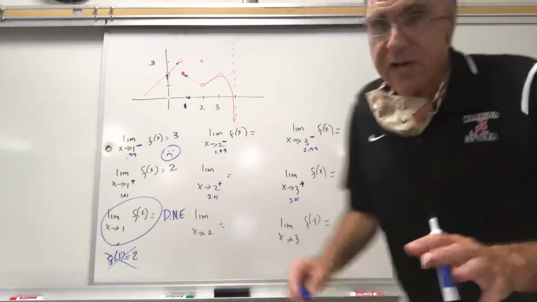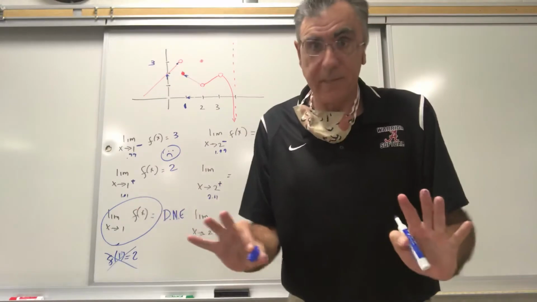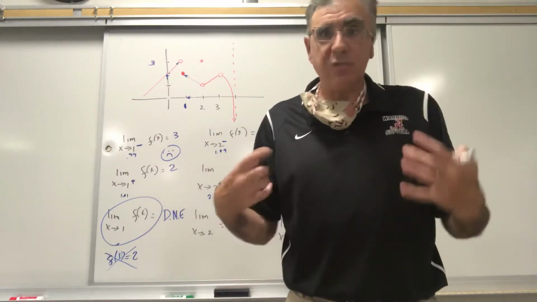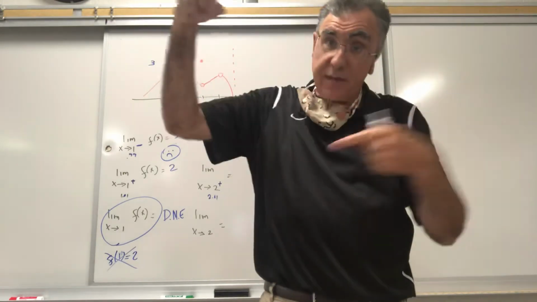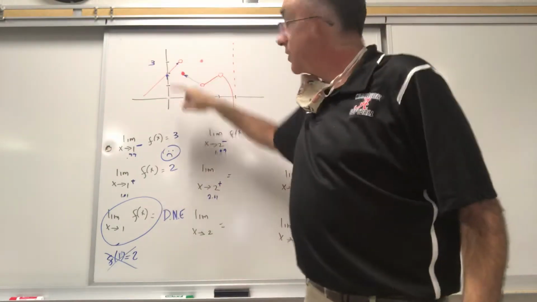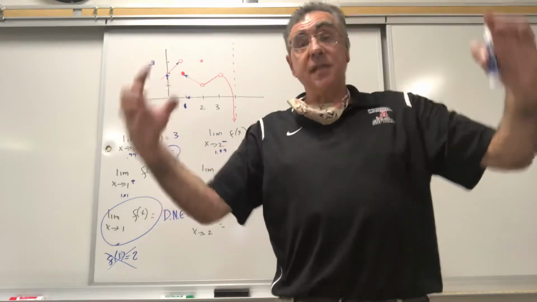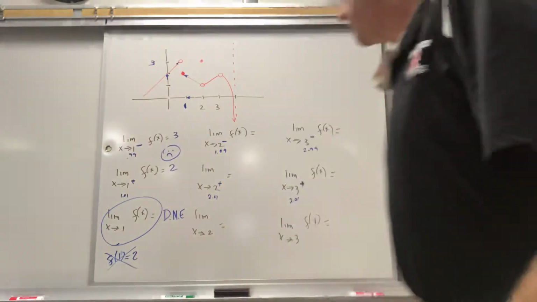Now, there's a lot of forms of non-existence in math, okay? So that's kind of just a broad stroke one. If the left and the right are not going to the same point, they're going different places, like in this case, one's going to 3, one's going to 2, the limit does not exist, okay?